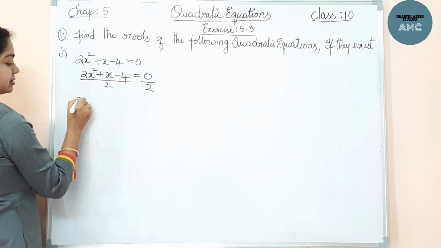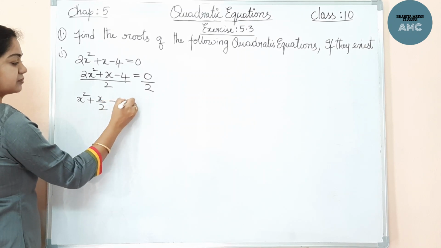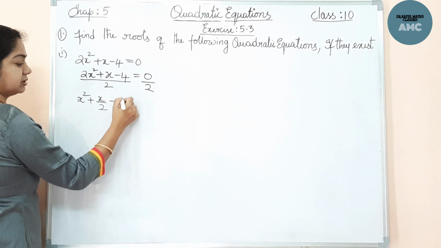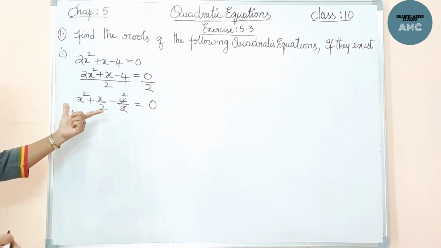So, this comes to x square. Now, here x by 2 minus 4 by 2. So, this is just minus 2. Here 0 by 2 is 0. Okay.